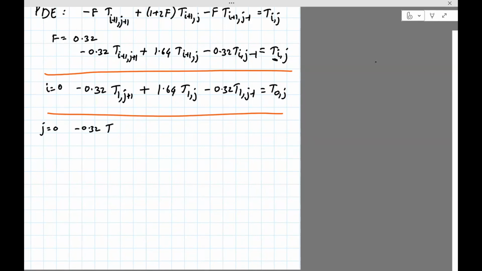0.32 t1,1 plus 1.64 t1,0. There's a problem here. I can't put j equals 0, because if I put j equals 0, I'll get t1,1 minus 1, which is minus 1. I can't do that, right? So be careful. I can't do j equals 0. I should put j equals 1. So it'll be t1,2, 1,1, 0.32 t1,0 equals t0,1.